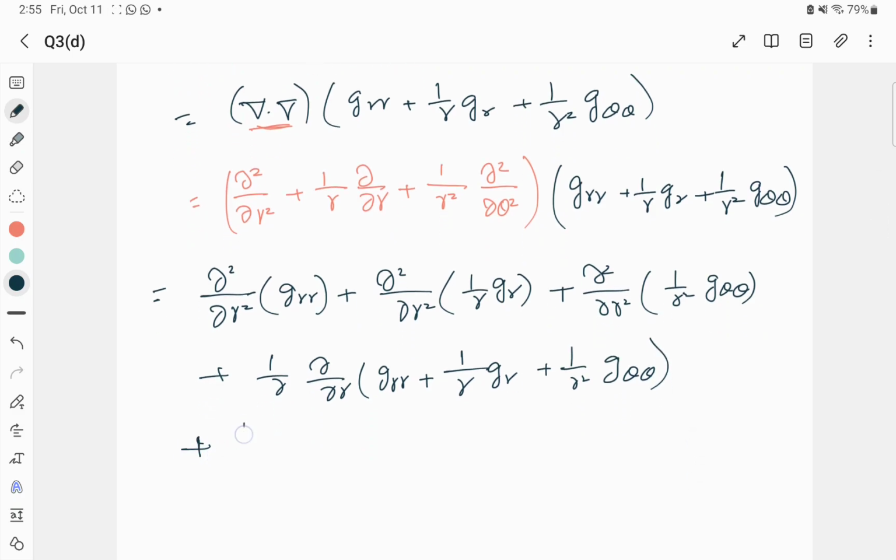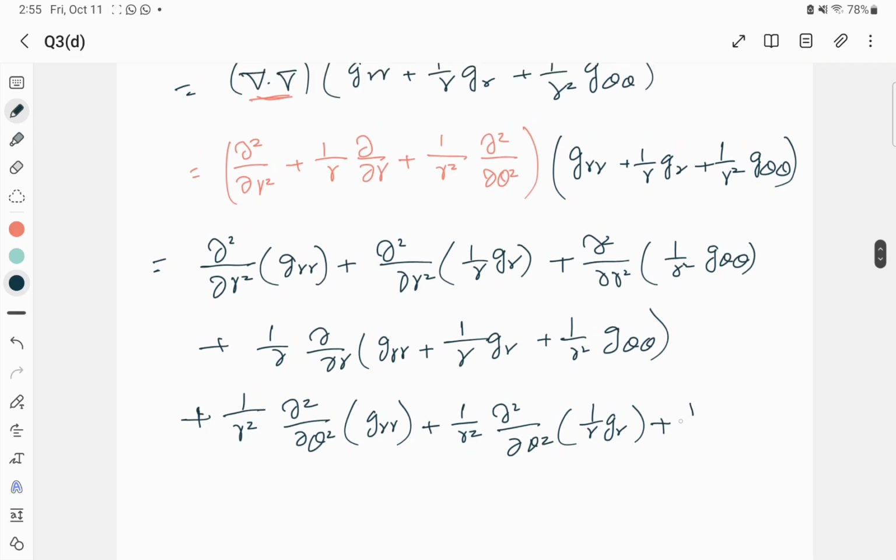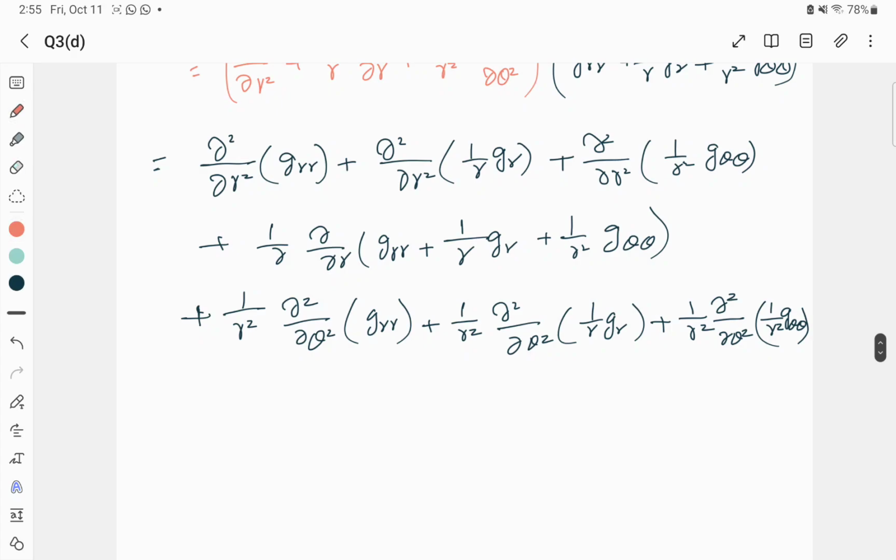The last one is 1 over r square partial square over partial theta square applied on g_rr, plus from here we have 1 over r square that will be outside, so 1 over r square into partial square over partial theta square applied on 1 over r g_r, and plus the last term will be 1 over r square partial square over partial theta square on 1 over r square g_theta theta. Now we try to simplify every term.